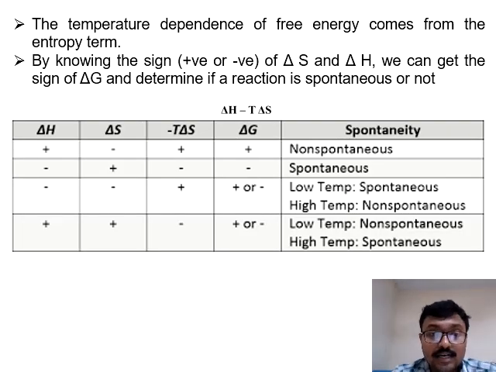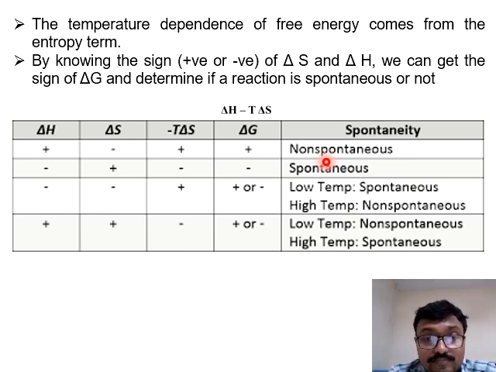Last one, there is some quantity: delta H, delta S, minus T delta S. Okay, so Gibbs free energy can predict the spontaneity of a reaction. If Gibbs free energy is 0, the reaction will be at equilibrium. If it is negative, then only the reaction will be spontaneous.